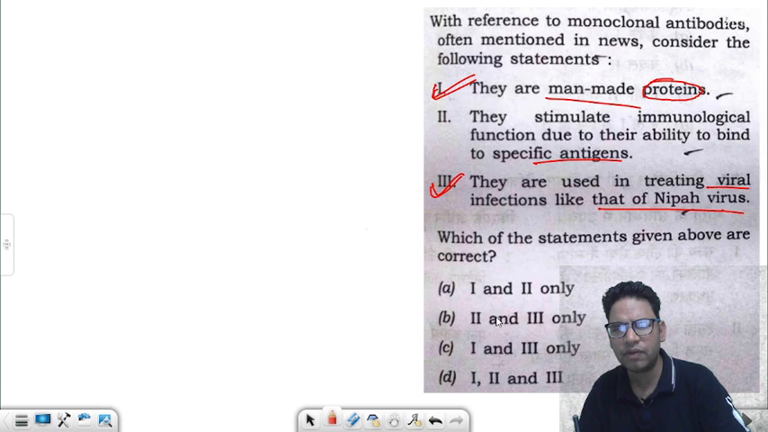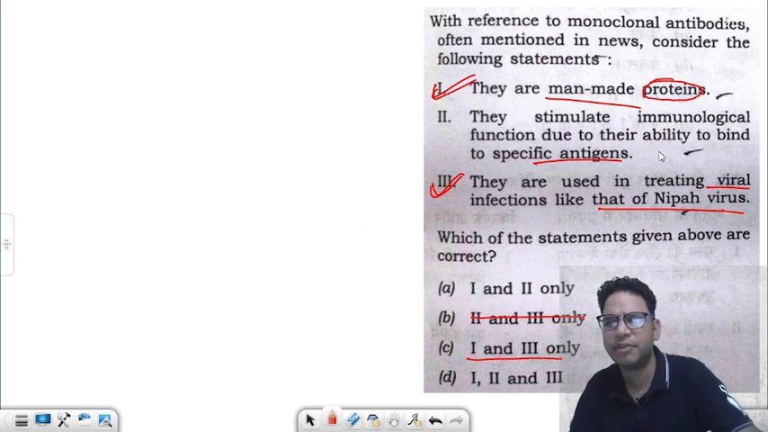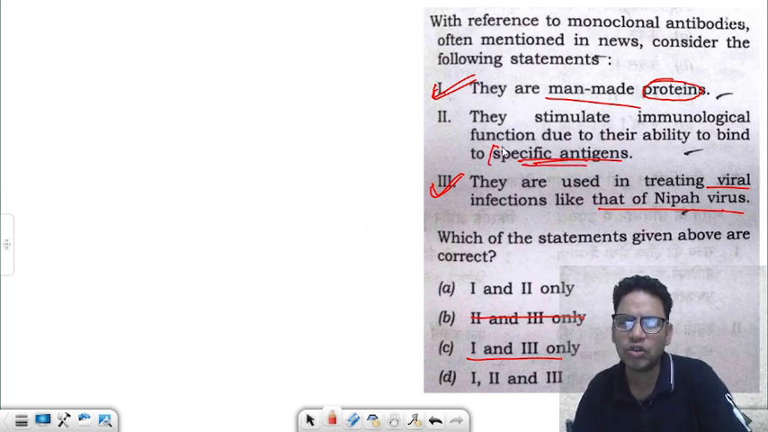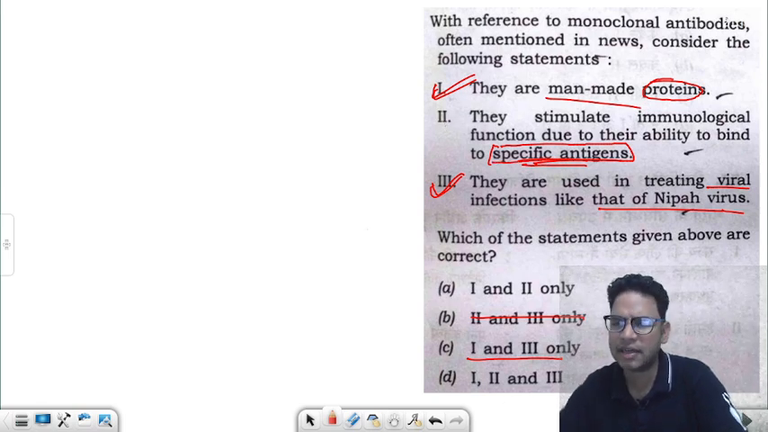Let's talk about 1 and 3. If there is no option with only 1, then the option 1 and 3 is there. Let's talk about whether they stimulate immunological function due to their ability to bind specific antigens. Yes, it has to do with specific target antigens only. So let's check this statement.